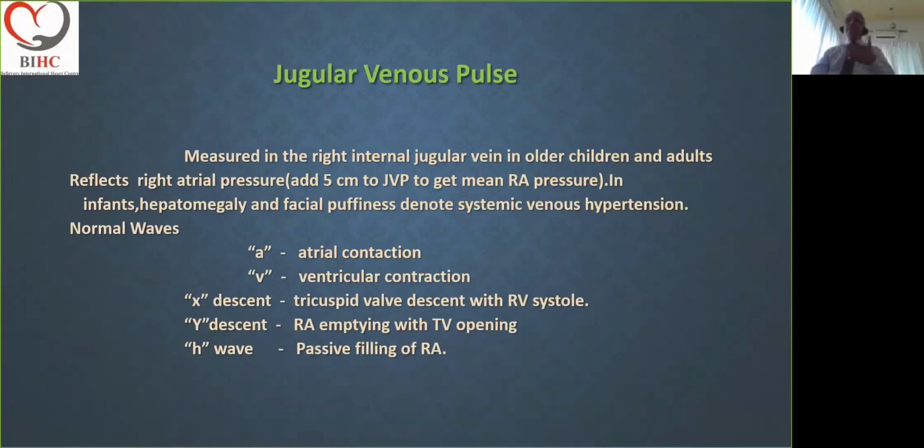It reflects the right atrial pressure. And it has different wave patterns, like the A wave representing the atrial contraction, the V wave representing the ventricular contraction, the X descent of tricuspid valve motion with RV systole, and the Y descent with tricuspid valve opening, and an inconspicuous H wave due to passive filling of the RA.